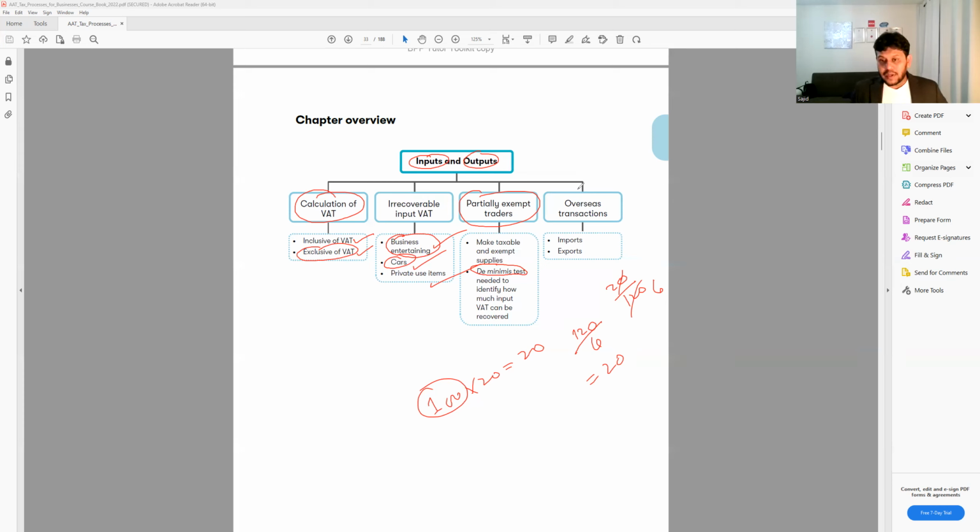The final one we have here, overseas transactions, that is import and export, is quite simple now. If I buy something from outside of the UK, we call it import. Now, when you buy something, remember that the supplier will not charge any VAT. For example, if you buy a lot of clothing from Bangladesh, you don't have to pay anything to the supplier. The supplier will not charge you the VAT.